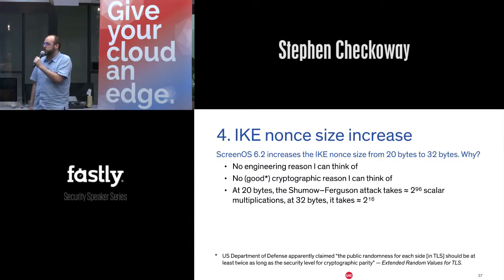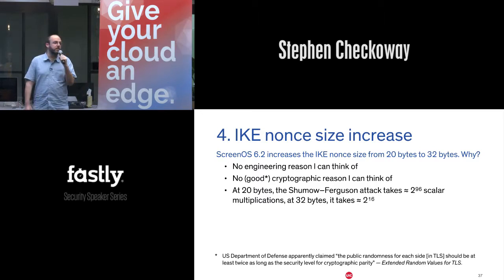But I will note that at 20 bytes, the Shumow-Ferguson attack takes 2 to the 96 scalar multiplications, whereas at 32 bytes, it takes 2 to the 16. So by going from 20 to 32 bytes, they have made the attack easier by a factor of 2 to the 80, which is amazing.